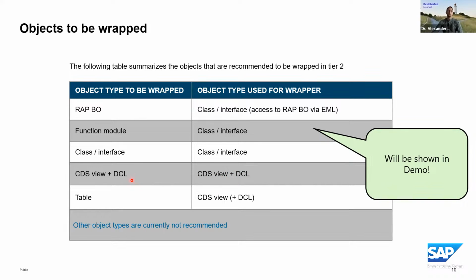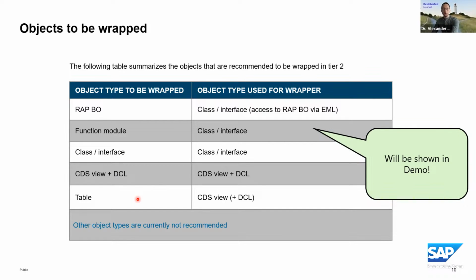At the moment, we do not recommend to wrap other object types, but of course that list is continuously reviewed, and we also check for other object types that might be relevant. And so there might be updates in the future, but at the moment, this is the set of recommendations.